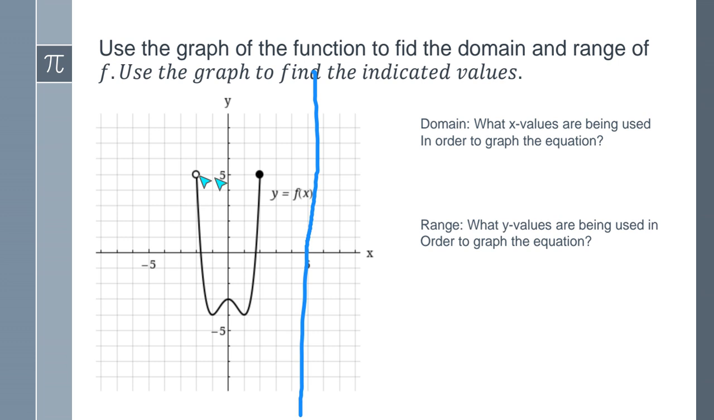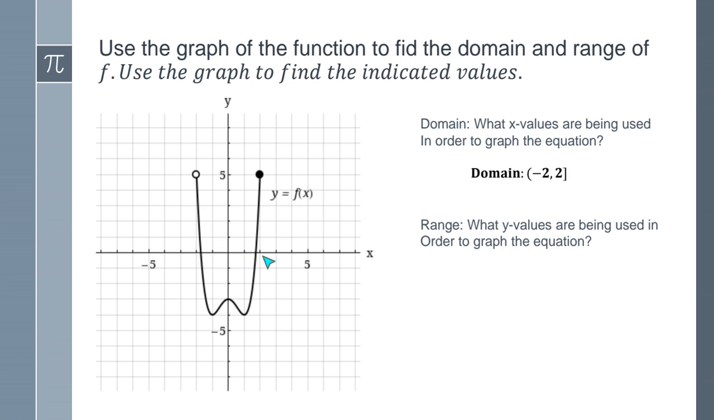And when you're writing the domain, you always want to write your smallest number first. So we have negative 2, and then positive 2. That means only the values between negative 2 and 2 are going to be part of your domain.